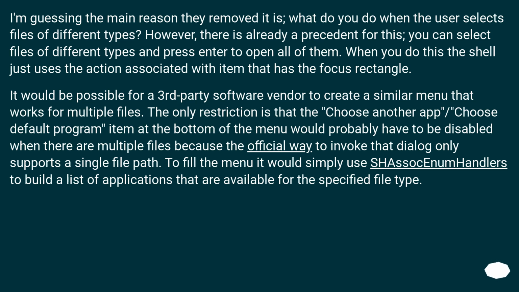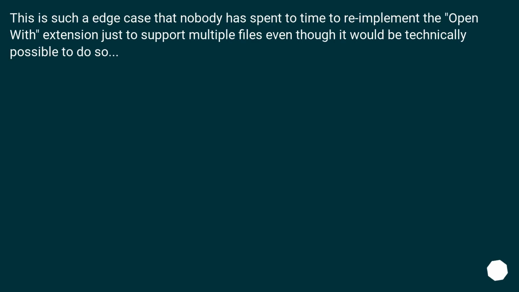The only restriction is that the Choose Another App, Choose Default Program item at the bottom of the menu would probably have to be disabled when there are multiple files, because the official way to invoke that dialog only supports a single file path. To fill the menu, it would simply use the association handlers to build a list of applications that are available for the specified file type. This is such an edge case that nobody has spent the time to re-implement the Open with extension just to support multiple files, even though it would be technically possible to do so.